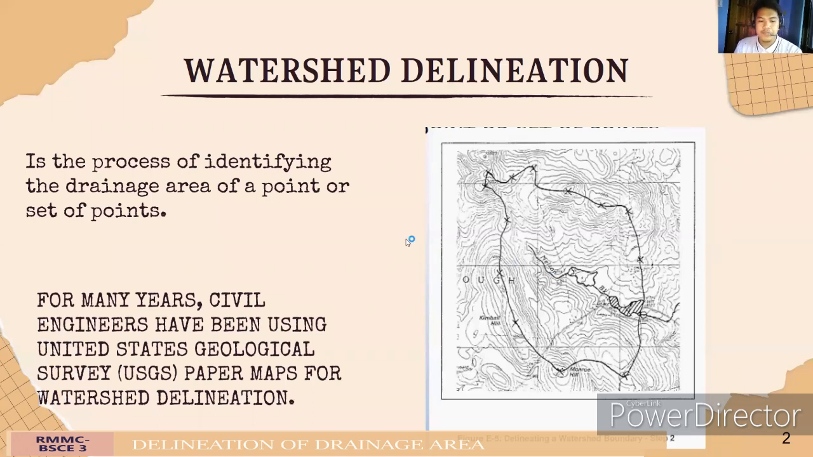For many years, civil engineers have been using United States Geological Survey or the USGS paper maps for watershed delineation. So even before, our civil engineers used this kind of paper maps, the USGS, to locate and to know the watershed delineation. So it is very important to follow this so that we can make a proper delineation of drainage area.